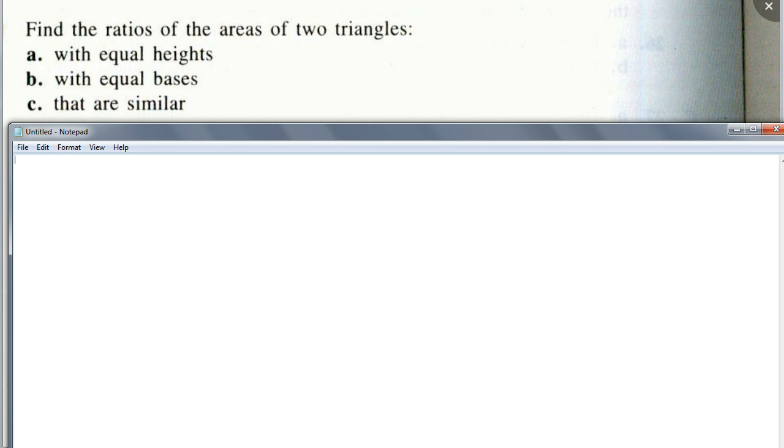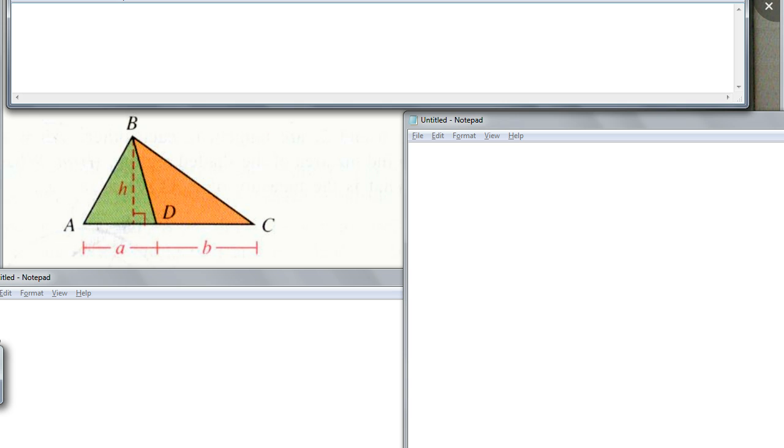Let me actually draw triangles that happen to have equal height but a different base. Is that okay? Here, take a look at this picture. Here, I have drawn triangles that have the same height and different bases. What is the height of both of these triangles, the green one and the orange one? H, right? By the way, is the H really the height of this orange one? Yes, it is.